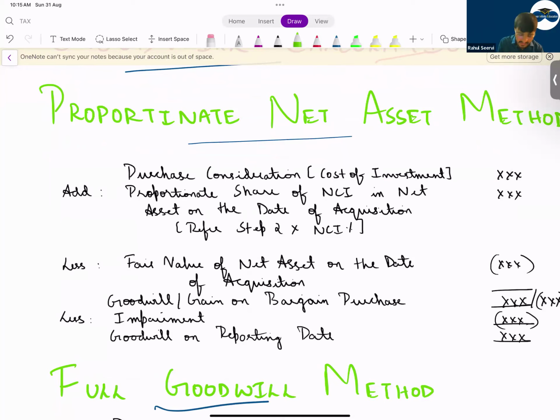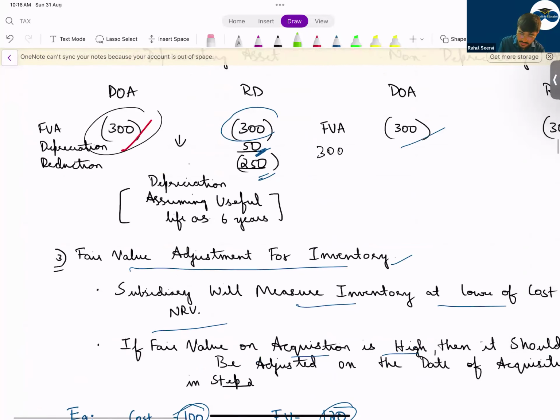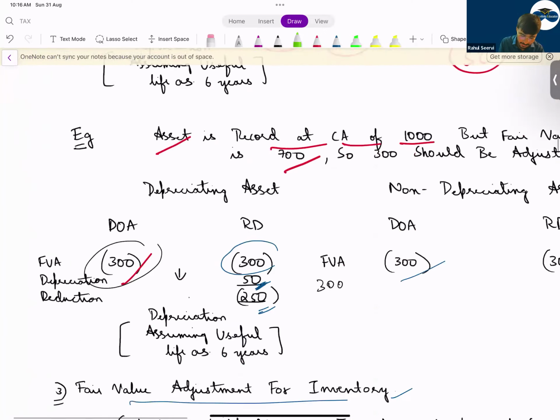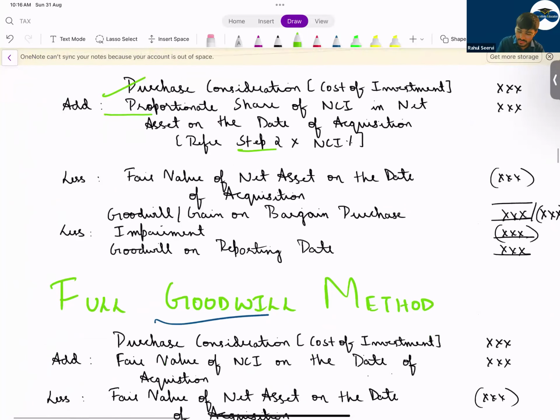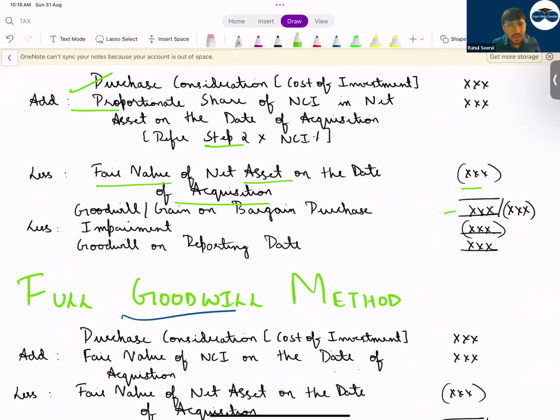We'll take the purchase consideration, then we will take the part of the NCI. Now how will we calculate the part of the NCI? In step number 2, we will have this net asset figure, we will take this and multiply with the percentage. Then less fair value of the net asset on the date of acquisition, you will get. If it's a positive number, it's a goodwill. If it's negative, it is a gain on bargain purchase.